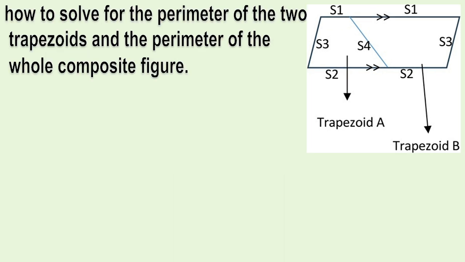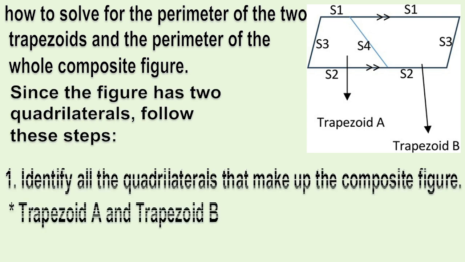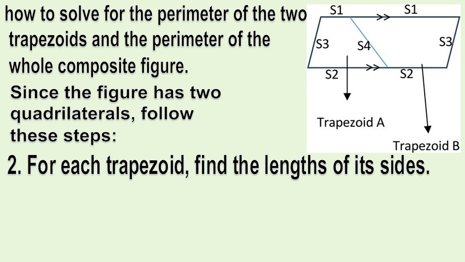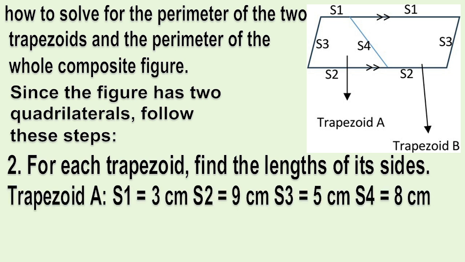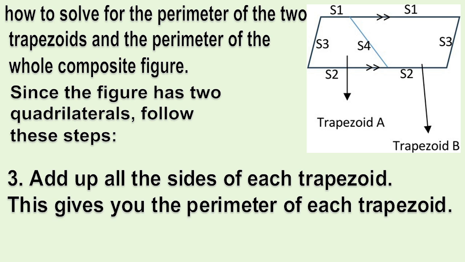How to solve for the perimeter of the two trapezoids and the perimeter of the whole composite figure? Since the figure has two quadrilaterals, follow these steps. First, identify all the quadrilaterals that make up the composite figure. We have here trapezoid A and trapezoid B. Number 2, for each trapezoid, find the lengths of its sides. So we have here trapezoid A and trapezoid B. Add up all the sides of each trapezoid. This gives you the perimeter of each trapezoid.